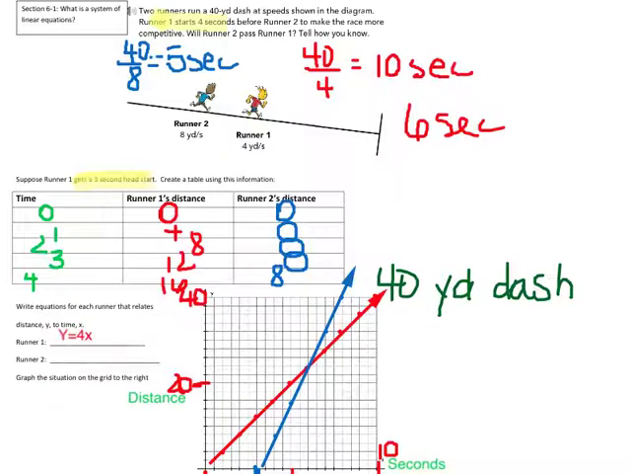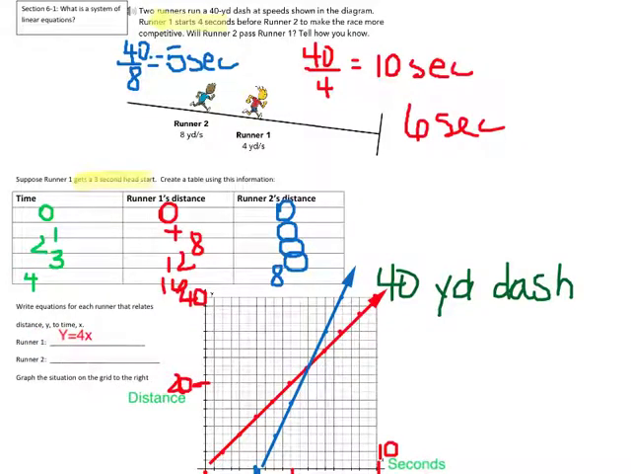And here you can see I have filled in the equations. Now the red one should be pretty easy to understand. The y-intercept is 0, and it goes up 4 yards for every second, up 4 over 1, because he traveled 4 yards per second. So that's the equation for runner 1.